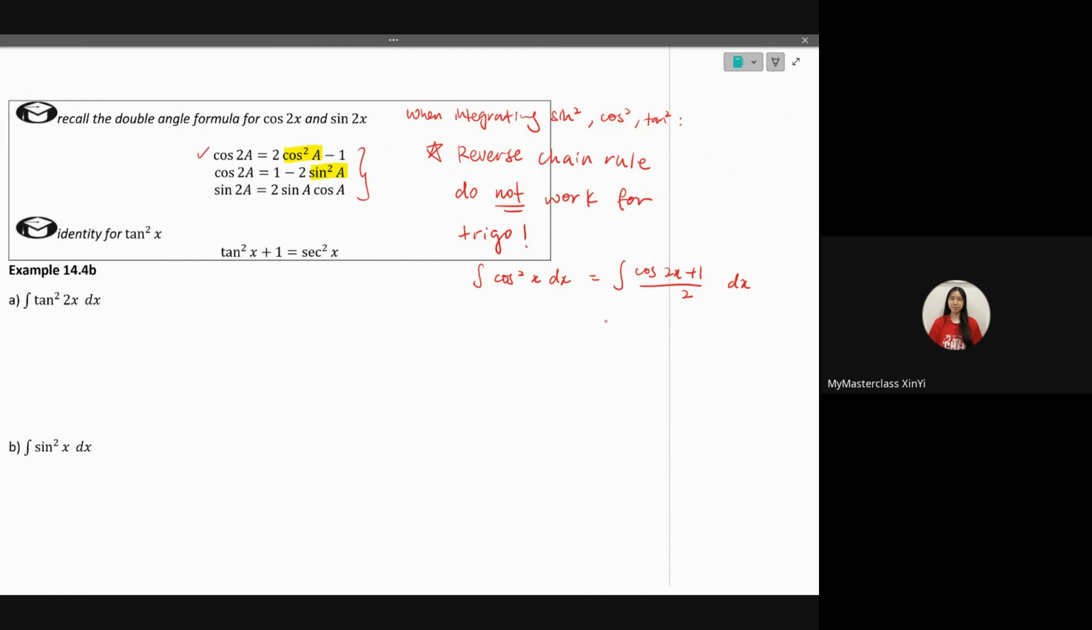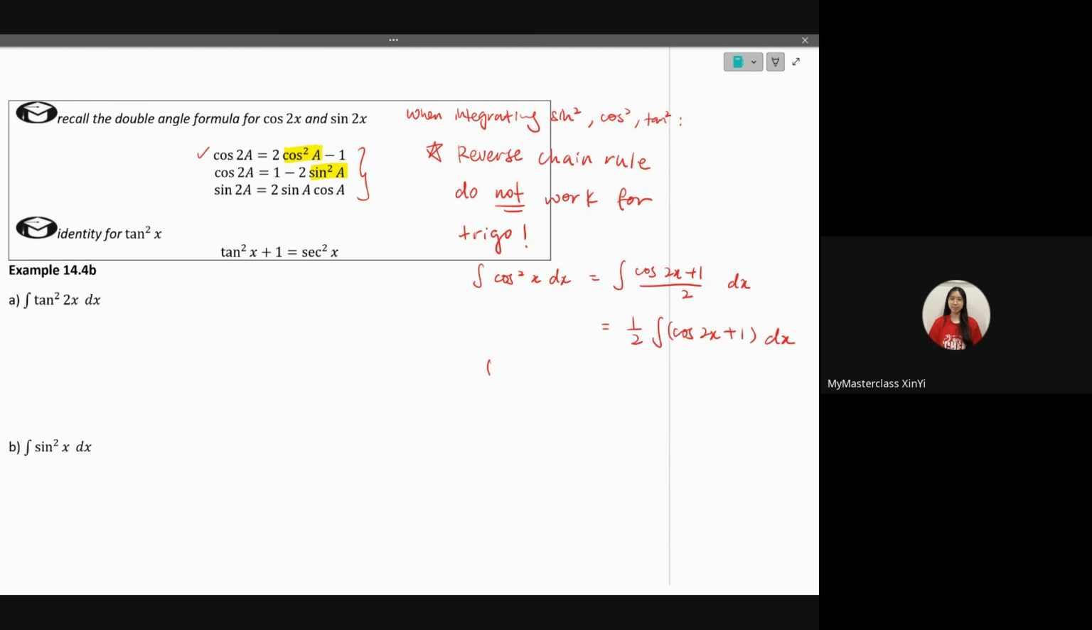So essentially I can just break it down. I am just integrating this cosine 2x plus 1. Now I've broken it down into two terms, so I can just integrate this directly. There's no such thing as integrating cosine square and sine square by reverse chain rule.